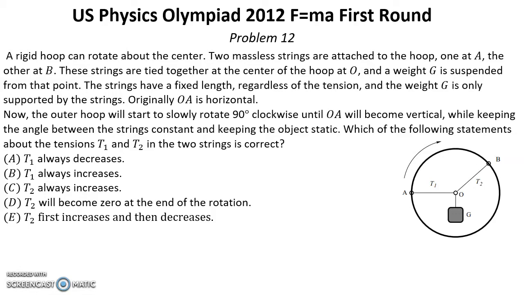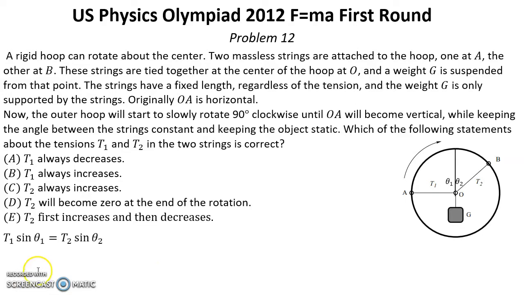Solution. Let's redraw this picture with a mention of angles. Let θ1 be the angle between the first string and the vertical, and θ2 the angle between the second string and the vertical. Both are positive. And let's write the equations for static equilibrium in any position for these angles.